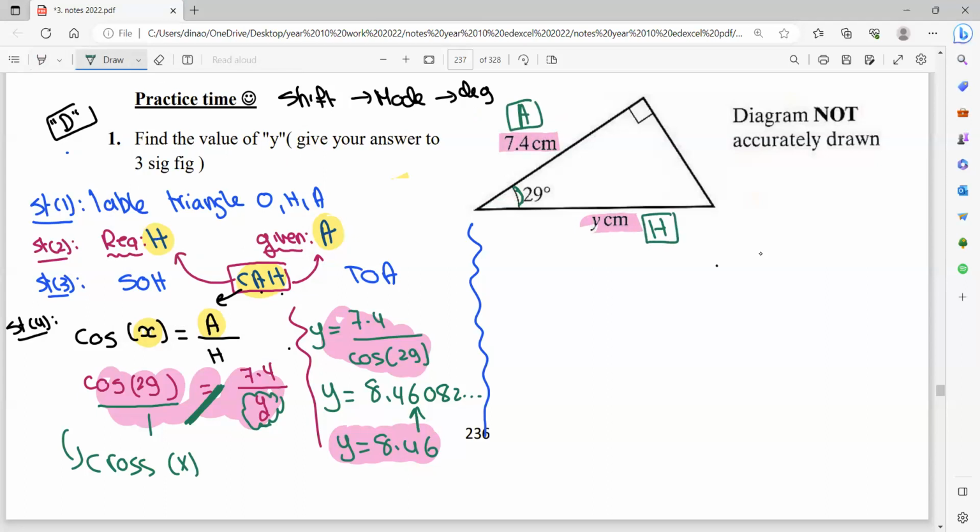And then SOH CAH TOA, so we decide which to use. We are going to use the CAH. Why? Because it has both letters. If I wish to use the triangle method, what will I do? I will draw my triangle.